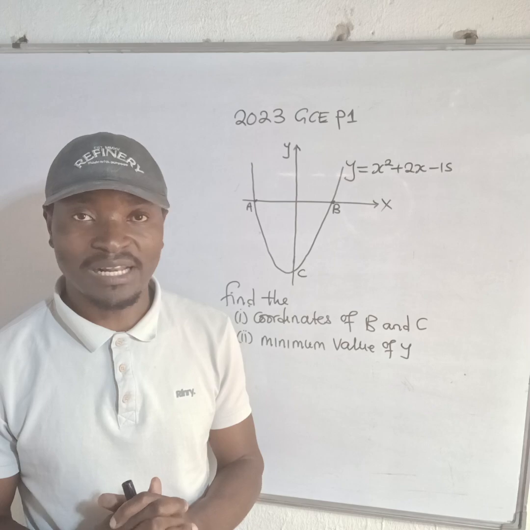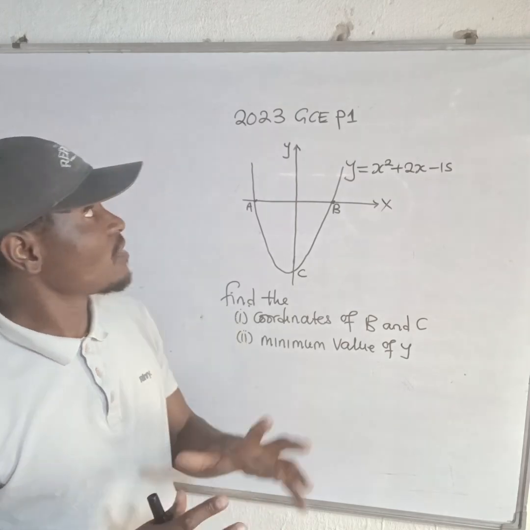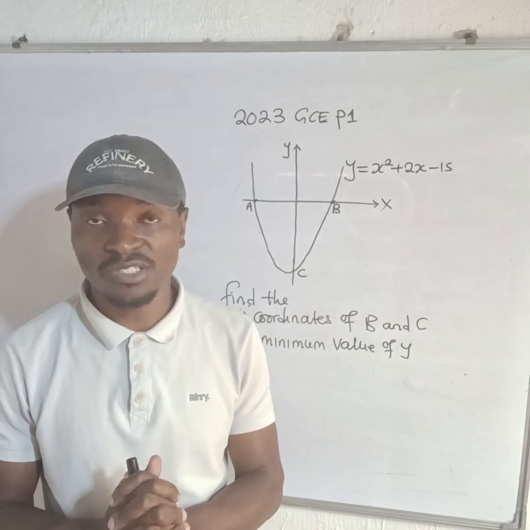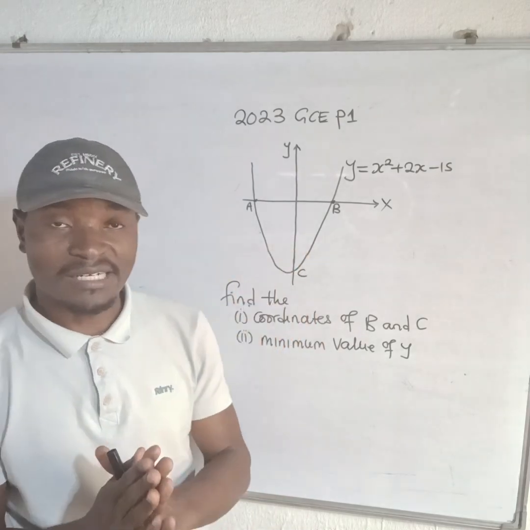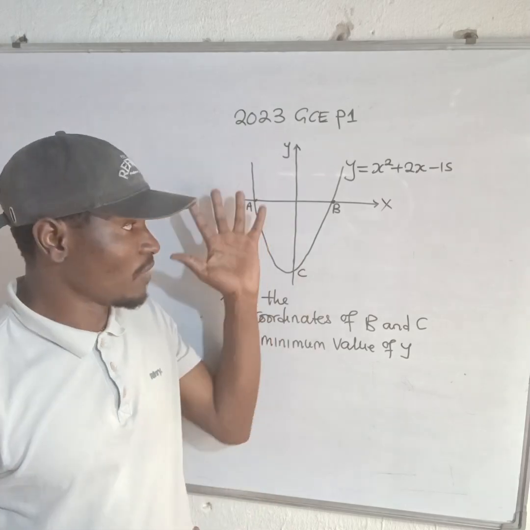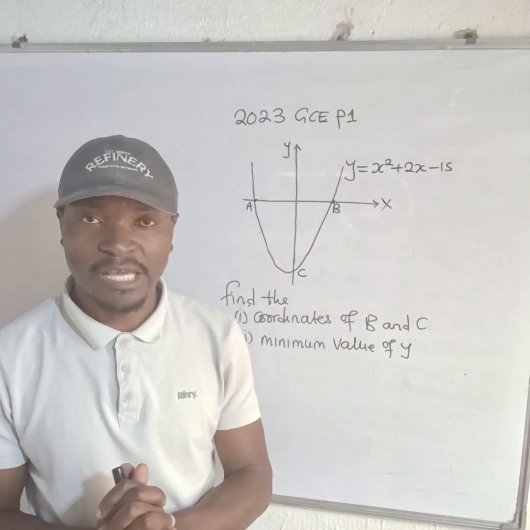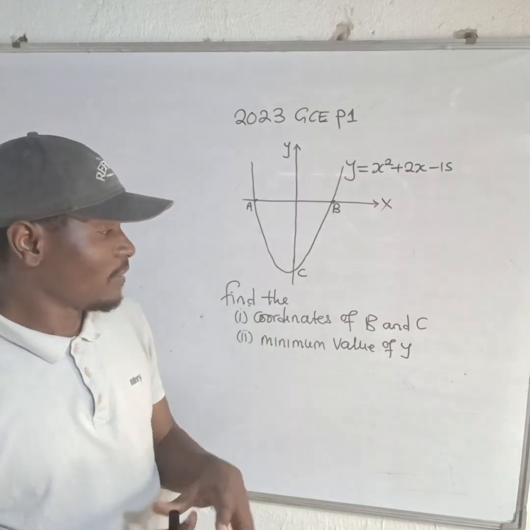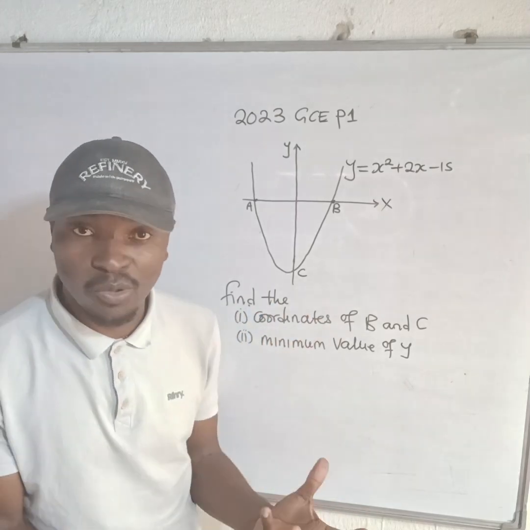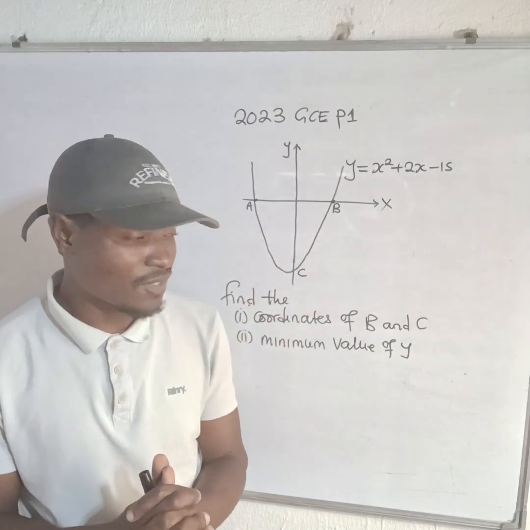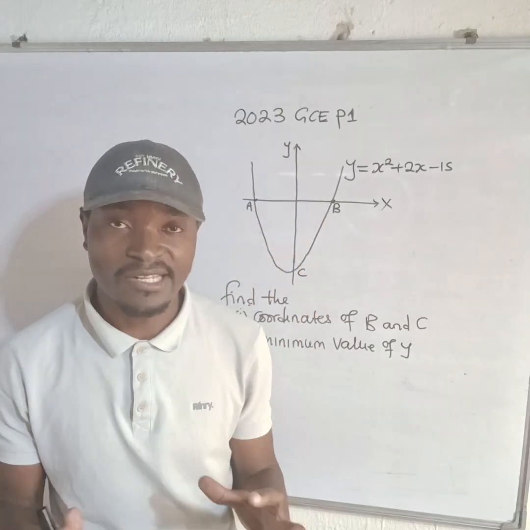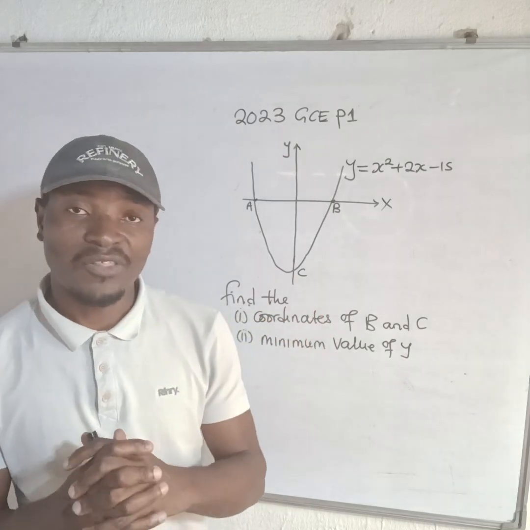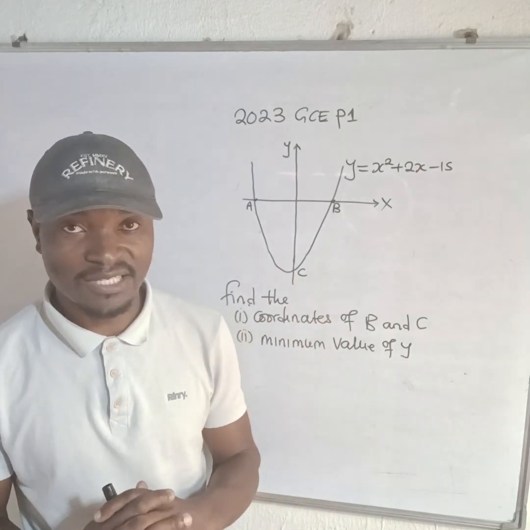In today's video we are going to solve another question from 2023 Math Paper 1 GCE. This is question 22. It is a quadratic function, and you can see that the curve has been plotted. There are two questions that will be tested here. The first is to find the coordinates of the points on the x-axis, and also the turning point or the minimum value. So let's see how we can find the coordinates of B and C.